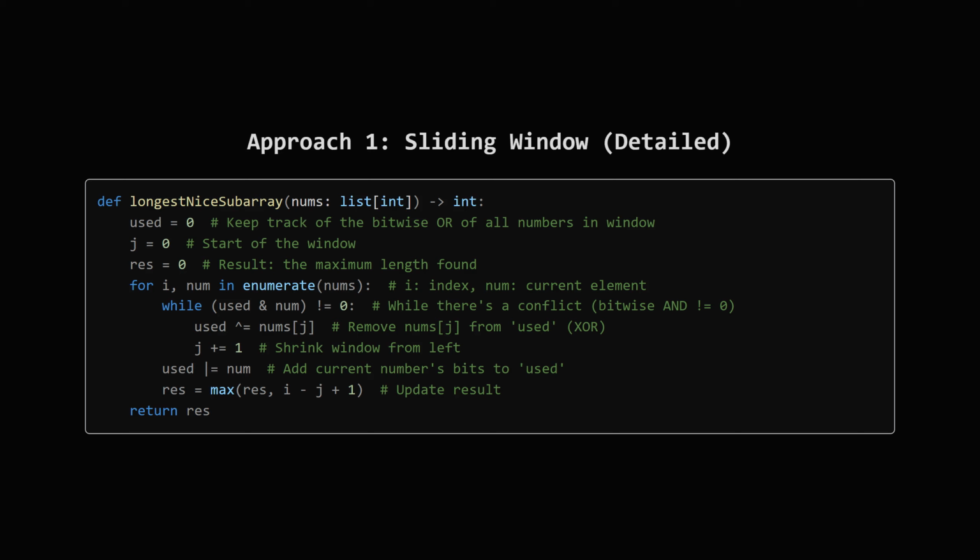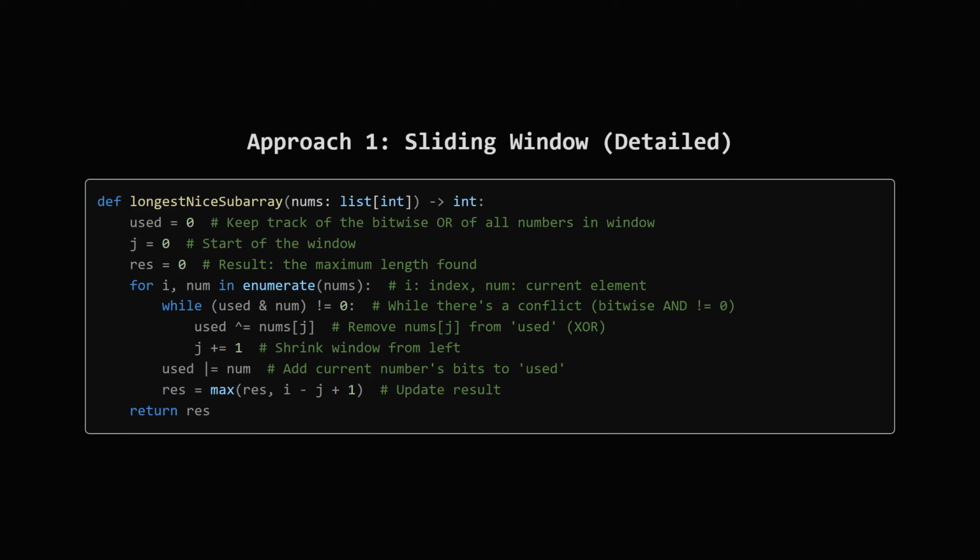We initialize used to 0. This variable will store the bitwise OR of all the numbers currently in our sliding window. j is the starting index of our window, initially 0. Res will store the maximum length of a nice subarray found so far, also initially 0. The for loop iterates through the array. i represents the current index, and num is the value at that index.